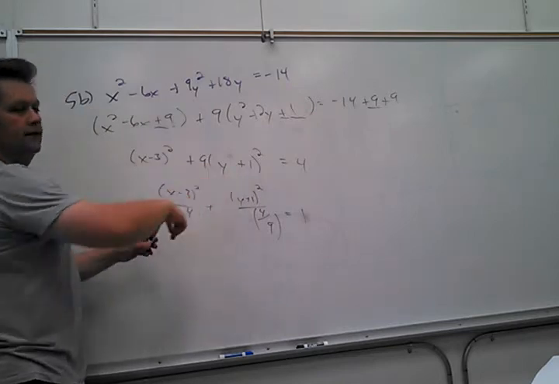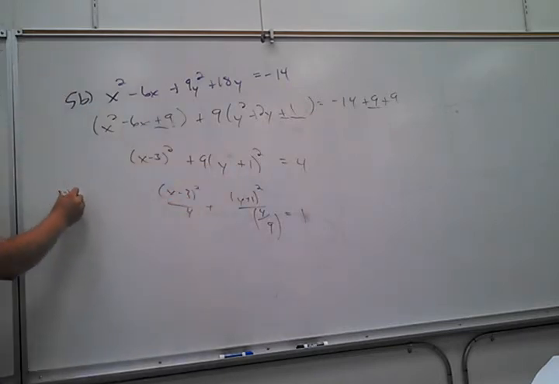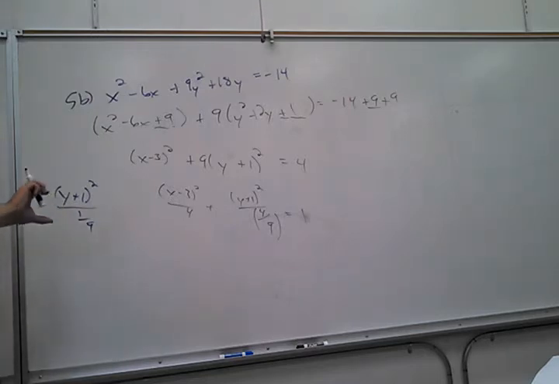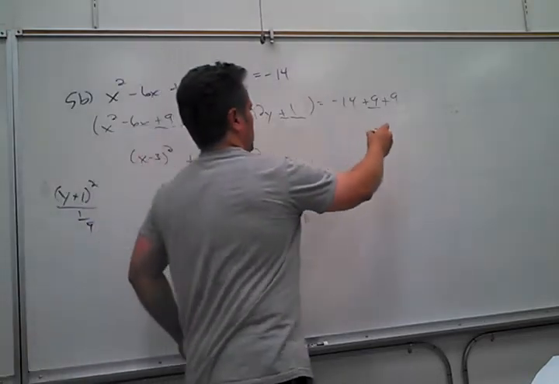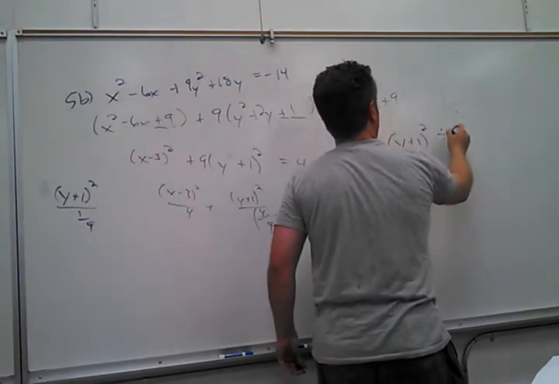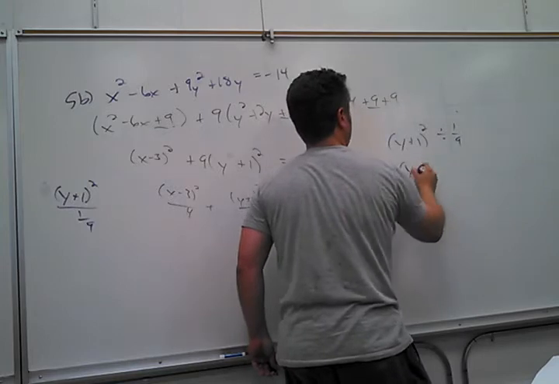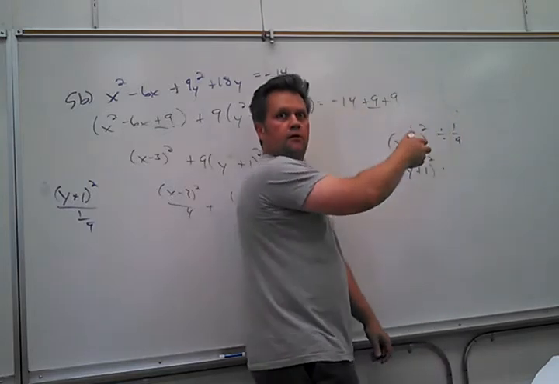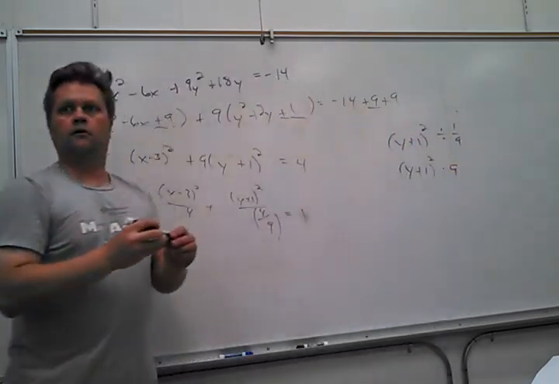Because if I bring the 9 down, you want to go the same coefficient, right? What would that look like? Bring this 9 down. It would be 1/9. Why is it 1/9? Multiplication by 9 is the same thing as division by 1/9, because you do the reciprocal, right? Y plus 1 squared divided by 1/9 is the same thing as y plus 1 squared times 9. Right?